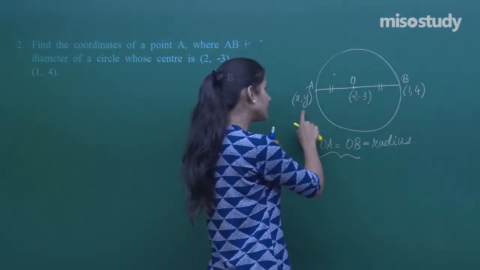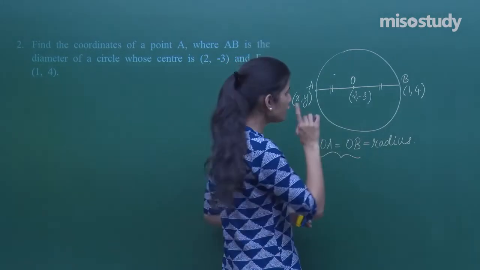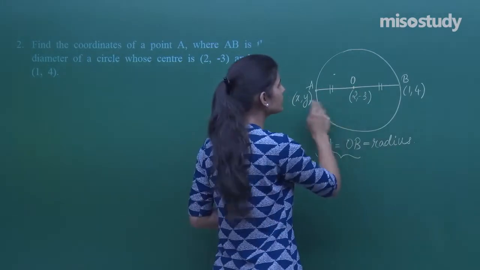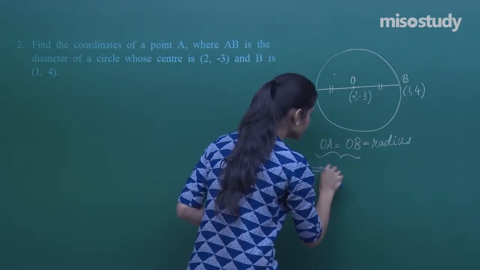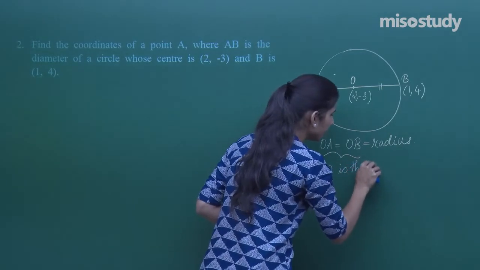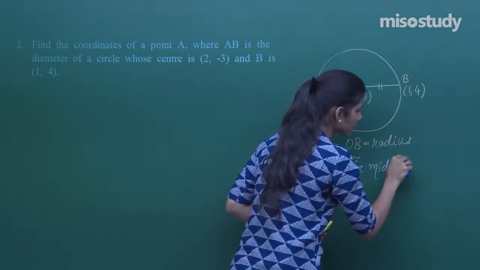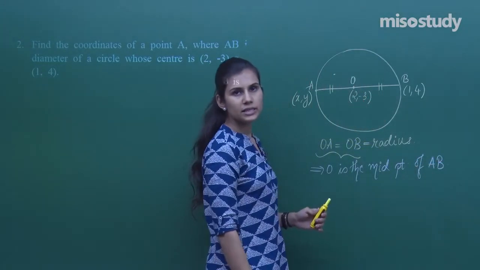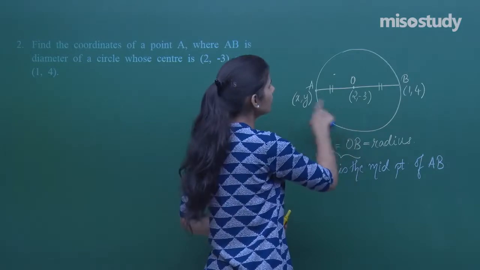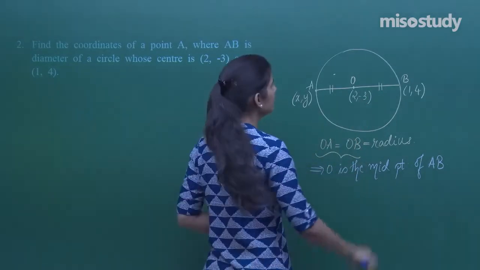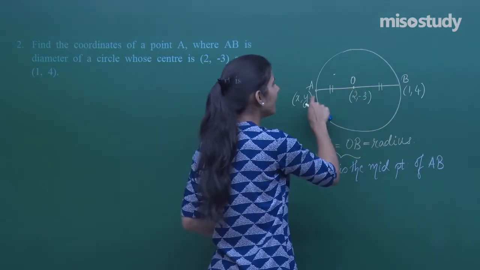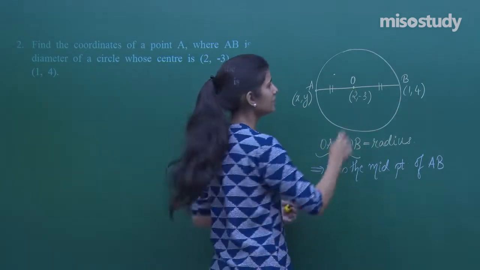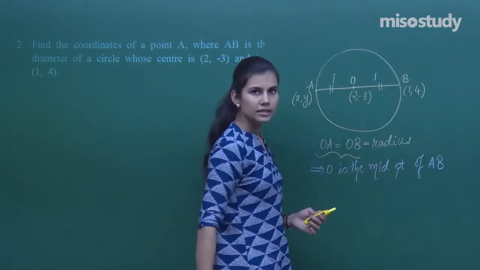Here you wish to find the coordinates of point A. If you carefully see, if I am saying OA is equal to OB, clearly I am telling you O is the midpoint of AB. AB is the diameter, so the center of the circle is the midpoint of the diameter. If O is the midpoint of AB, in which ratio will O divide the line segment joining A and B? It will divide it in the ratio 1:1, isn't it?